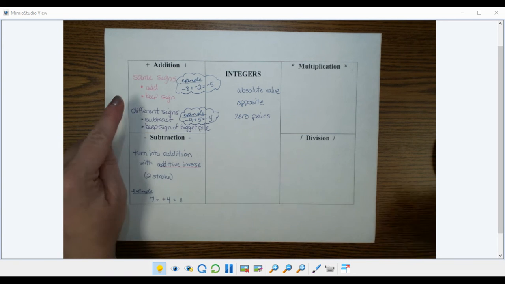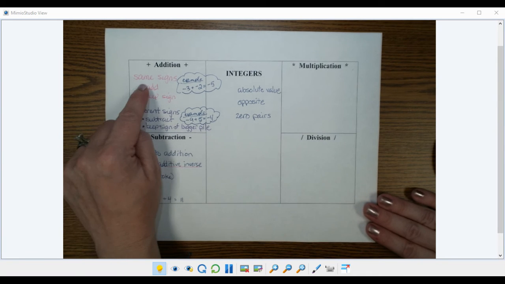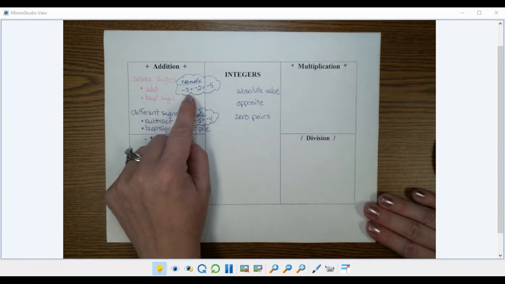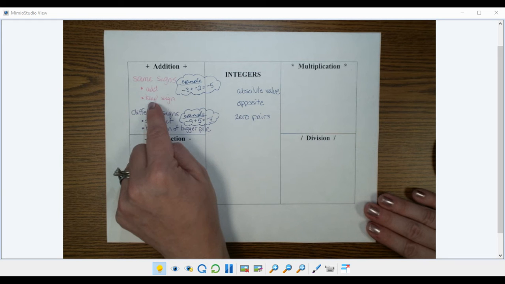So we start with addition, and there's basically two things that you need to look at when you're doing addition of integers. Do my numbers have the same signs? Or do my numbers have different signs? And I gave an example for each. So if they have the same sign, for example, -3 plus -2, all you're going to do is add them up and keep the sign.